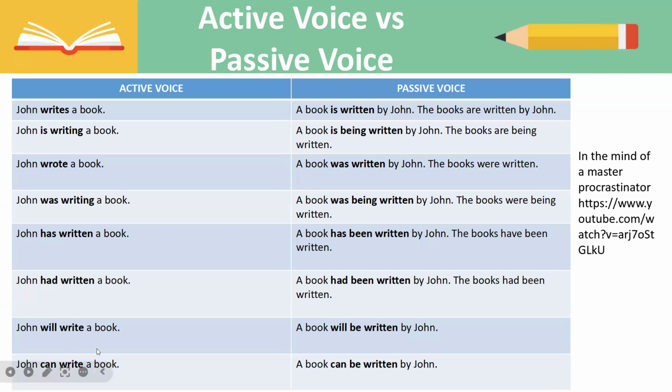Another example of the modal verb is can. John can write a book. Sorry, it's not sure. Okay. John can write a book. A book can be, because it's a modal verb, so we always have to use base form. A book can be written by John.